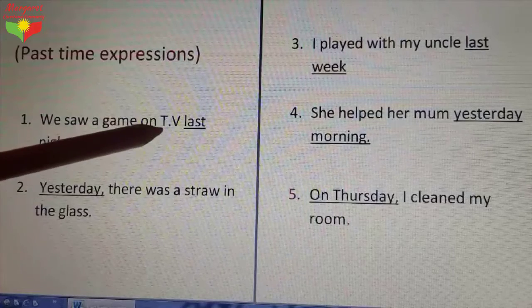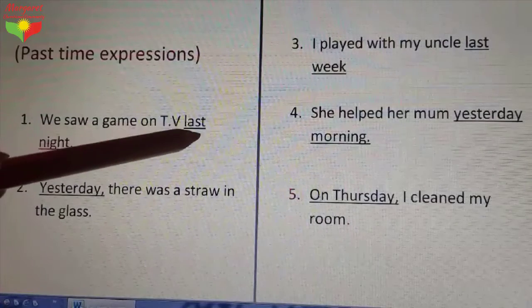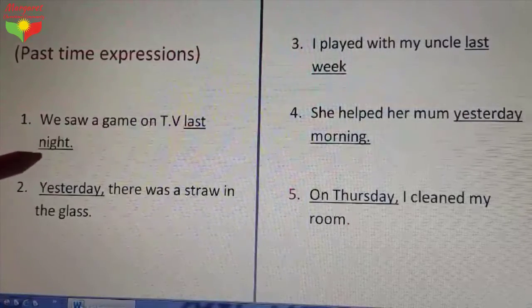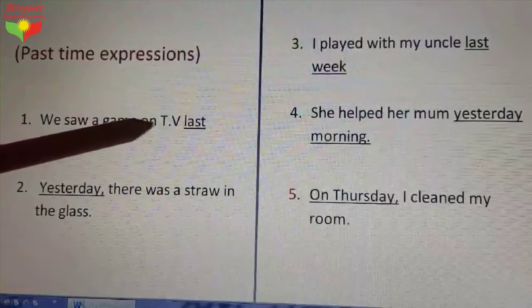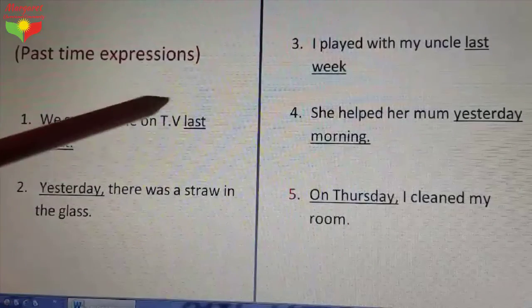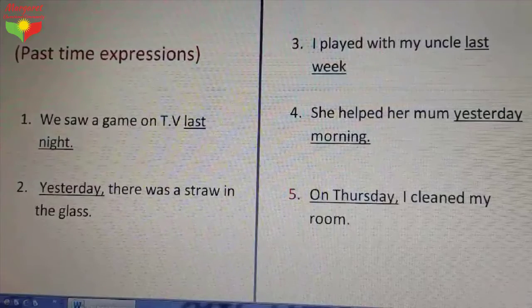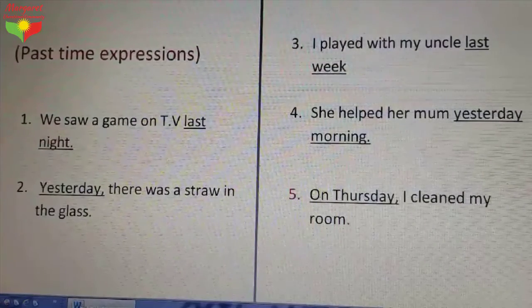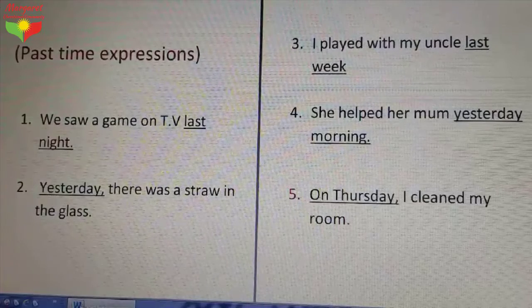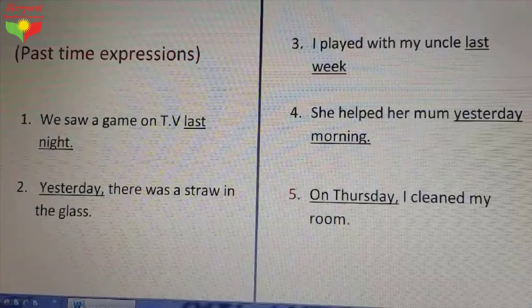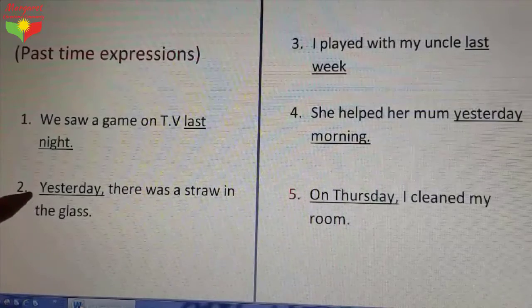One more piece of information. As I mentioned before, because we put last night at the end of the sentence, it's not necessary to put a comma. Look here, I didn't put any comma. So I said last night and I put a full stop because it's an affirmative sentence. It's not a question. Is it clear? Now, let us move to number 2, or example 2.